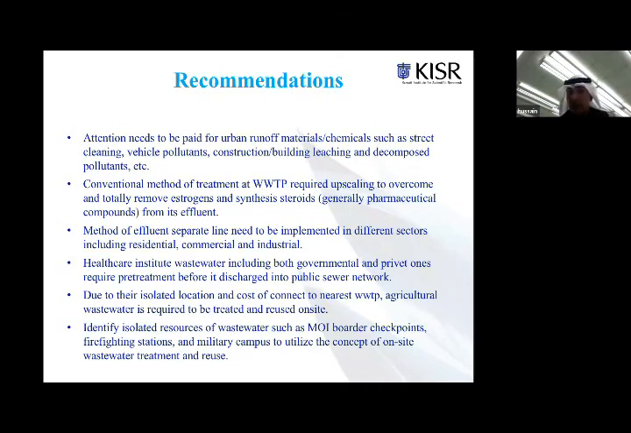Of course, the healthcare institute wastewater, as it is connected directly to the Ministry of Public Works network, needs to have pre-treatment before discharge there. The last two points are dealing with isolated locations and the cost of connecting to the nearest wastewater treatment plant. Agricultural wastewater is required to be treated and reused on site. And the last point is to identify isolated sources of wastewater, such as Ministry of Interior border checkpoints, firefighting stations, and military campuses, to utilize the concept of on-site wastewater treatment and reuse.